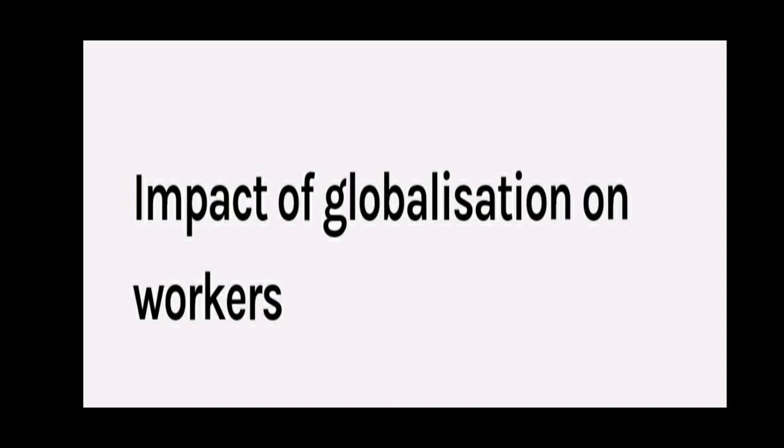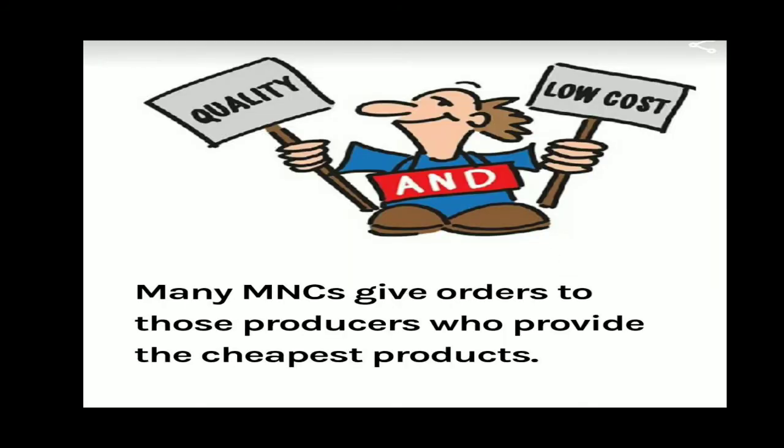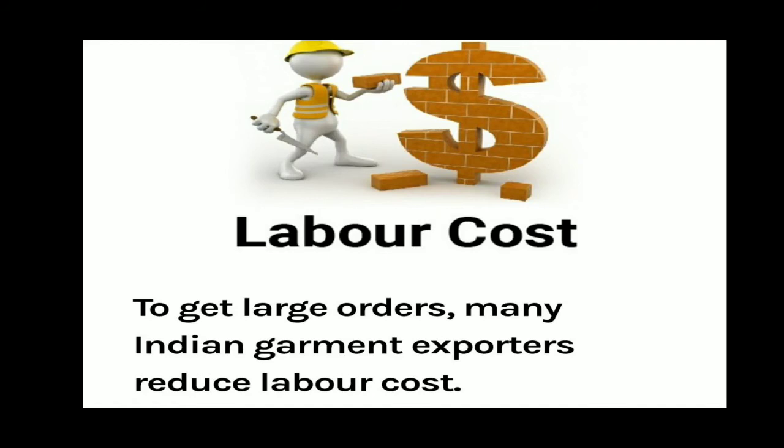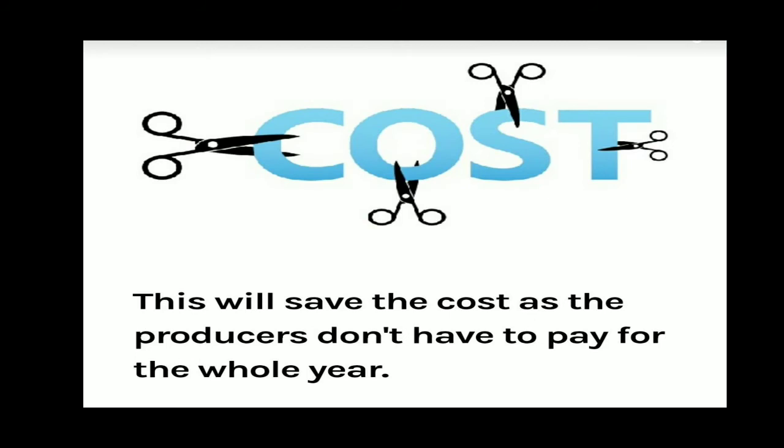Now we are going to see the negative impact of globalization on workers. Large MNCs order their products from Indian exporters. Many MNCs have given orders to those producers who provide the cheapest product. To get large orders, many Indian garment exporters reduce labor cost. Earlier workers were hired on a permanent basis, but now they are hired on a temporary basis. This saves cost as the producers don't have to pay for the whole year.